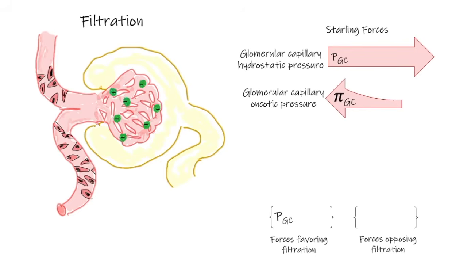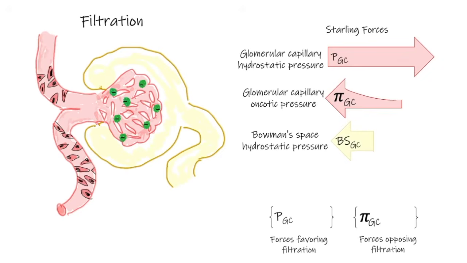Opposing filtration, we have glomerular capillary oncotic pressure. This is produced primarily by plasma proteins that remain within the glomerular capillary. Because those proteins are largely retained while fluid is being filtered out, their concentration increases as blood moves through the glomerulus. As a result, glomerular capillary oncotic pressure increases along the length of the capillary.